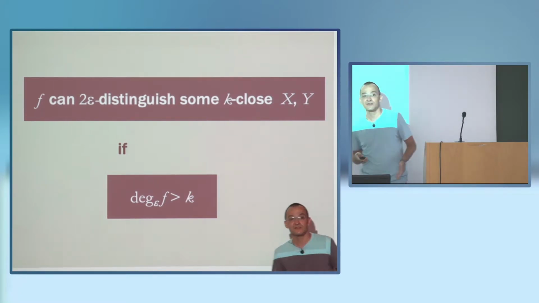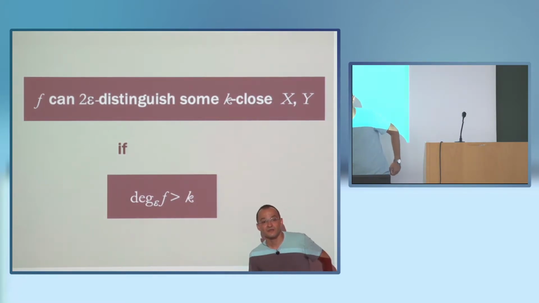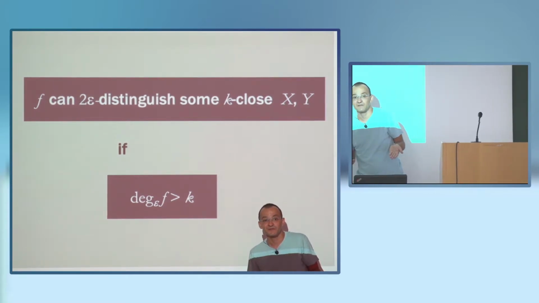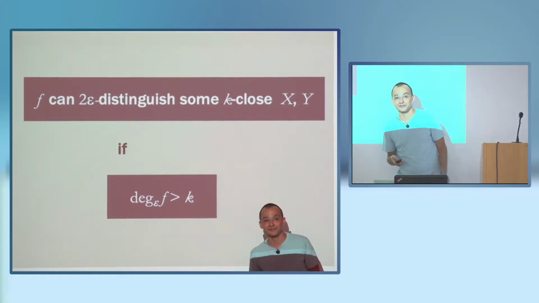Yes? Why do you care about worst-case approximation? Does it matter if the distance is far? Essentially, it's because you have no control over these two distributions, right? Maybe they put their weight on a single point. So that's why this notion comes out.